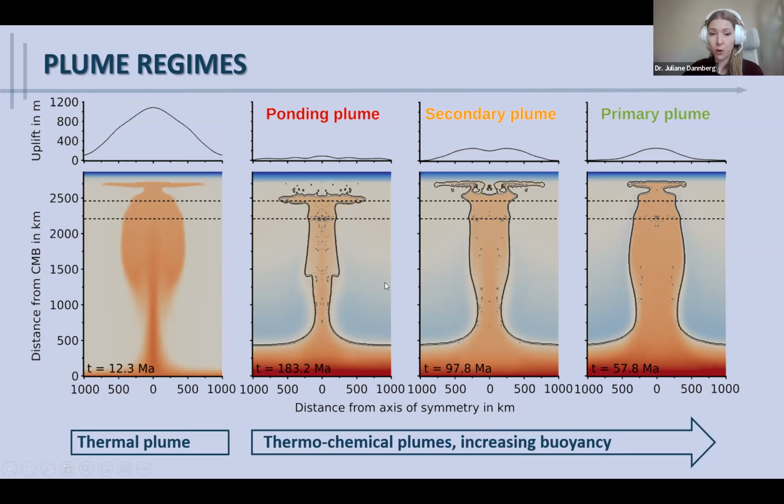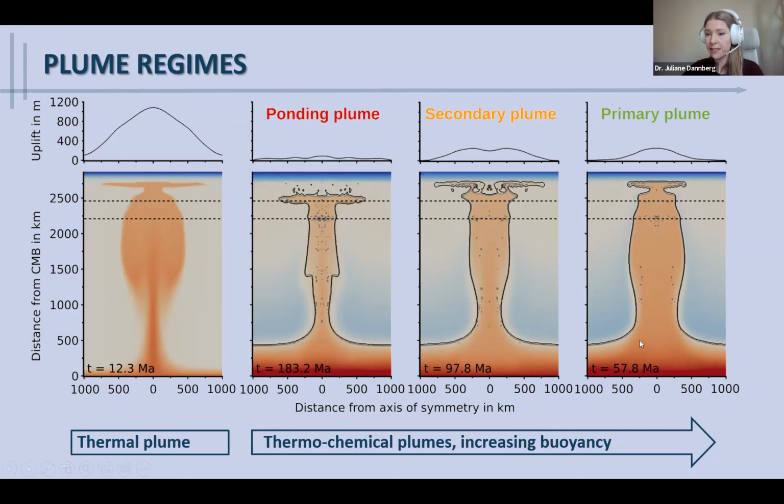So the plume with the lowest buoyancy rises, but then it gets stuck here at this upper mantle buoyancy barrier, and we can see that this plume never reaches the surface and would never cause any volcanism. Then if the buoyancy is slightly higher, so even if the temperature is a little bit larger, or if we have less basalt, then we would get a plume that still ponds at around 300 kilometers depth, and then spawns these secondary plumes that reach the base of the lithosphere.